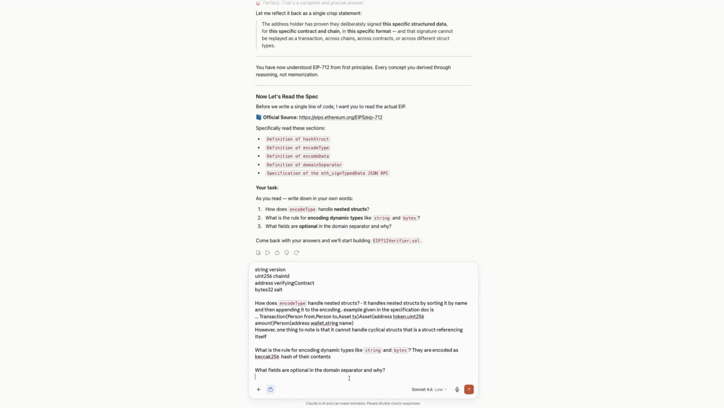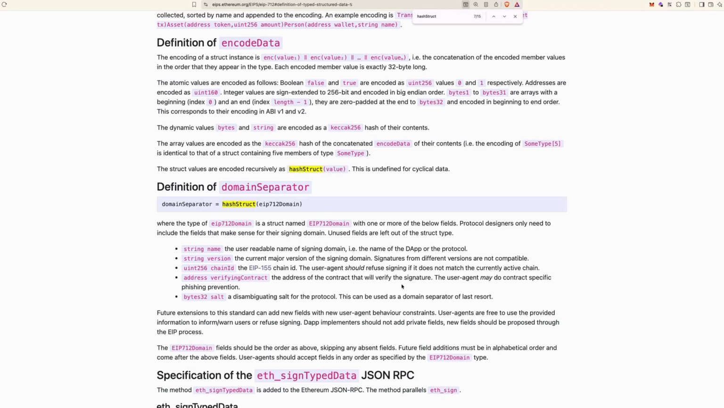What fields are optional in the domain separator and why? Protocol designers only need to include the fields that make sense for the signing domain. Unused fields are left out of the struct type. String name, the user readable name. Then version, the current major version of the signing domain. Chain ID, the user agent should refuse signing if it does not match the currently active chain. Verifying contract, bytes32 salt.